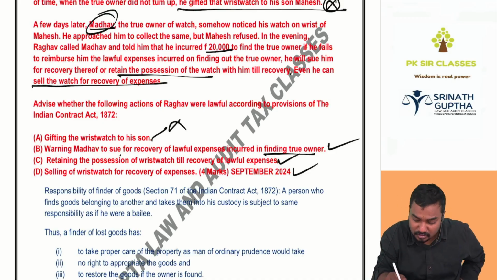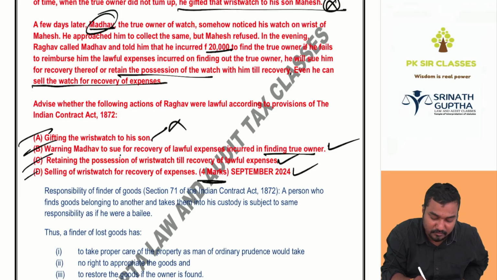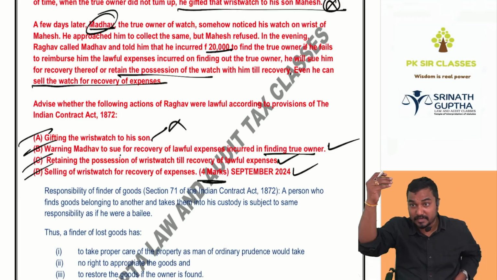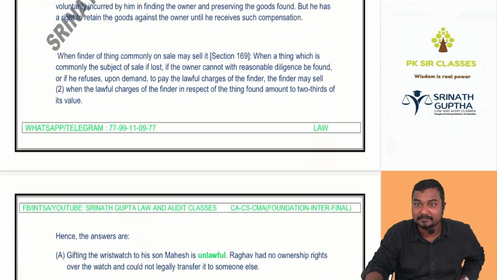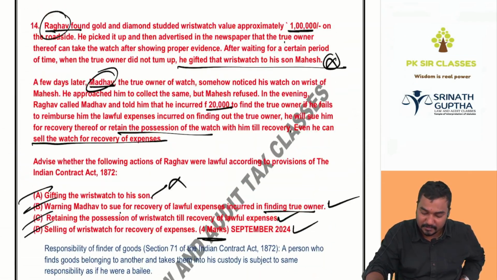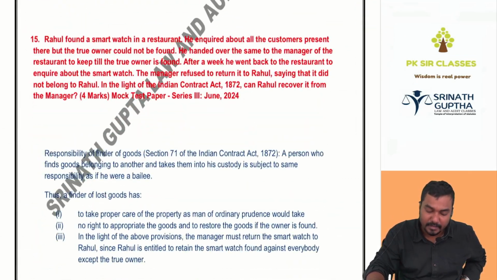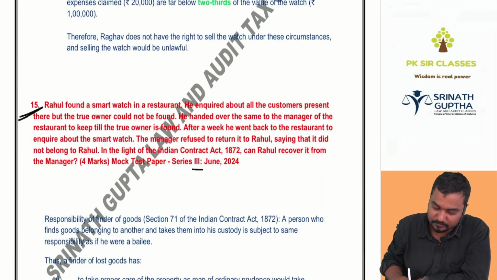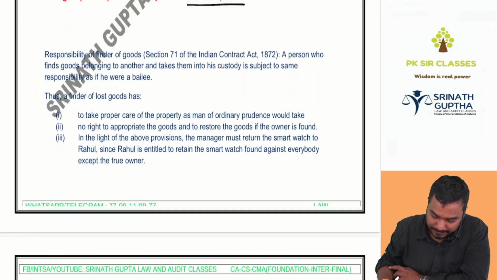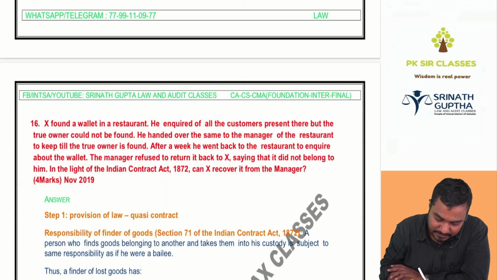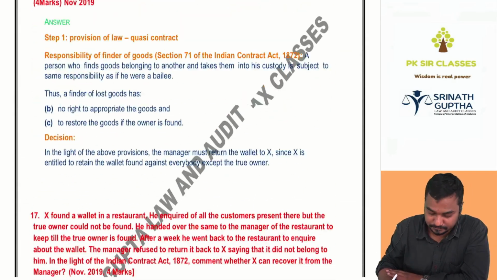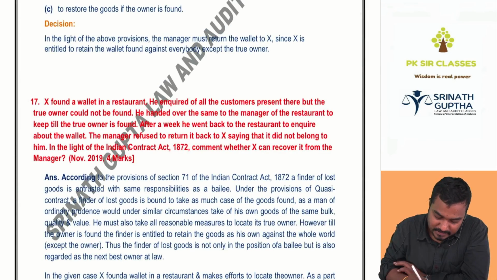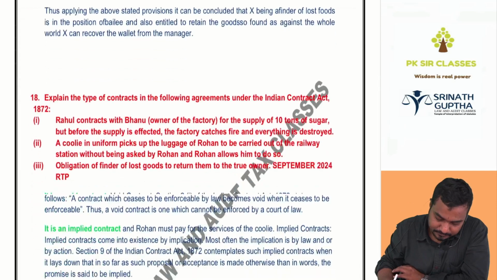Then, beta, this question came for 4 marks. Beta, 1, 2, 3, 4 questions, 4 marks. But we should get step 1, step 2, step 3. Then this question came in the year 24. Next, Rahul found the smartwatch. Same question. 24. Above question repeated. X found the wallet in the restaurant. Same question repeated.